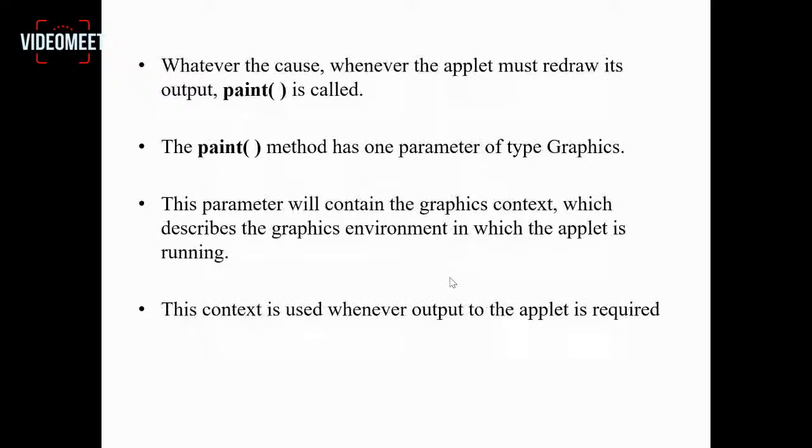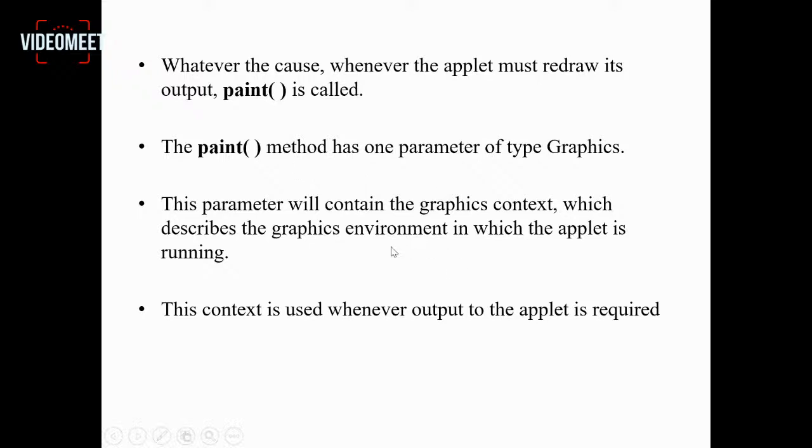And the paint method has one parameter of type graphics class. We have already seen. This parameter will contain the graphics context, which describes the graphics environment in which the applet is running. This context is used whenever the output to the applet is required. So that means to draw anything on the applet window, we have to use this graphics context. Graphics context is nothing but the graphics class object that we have passed as parameter to this paint method.